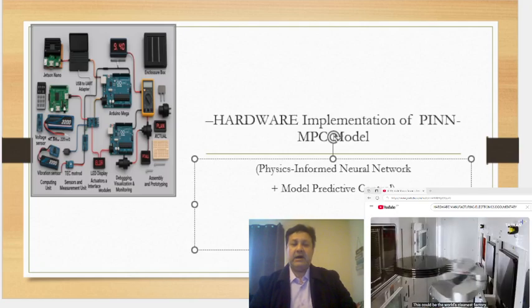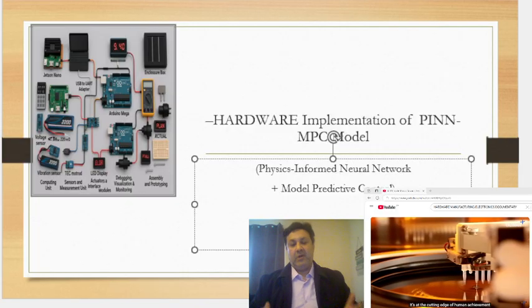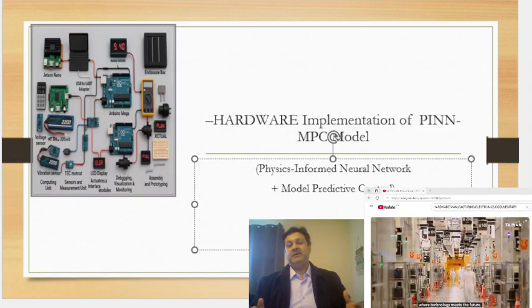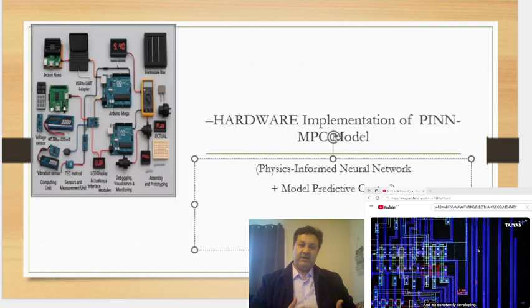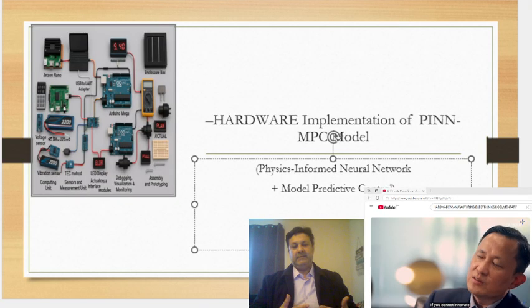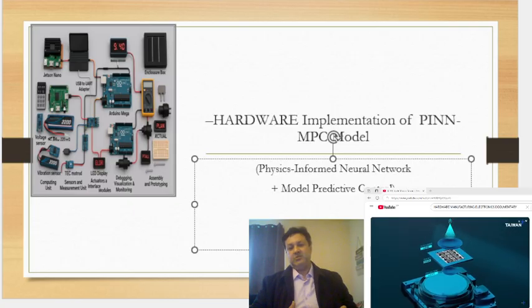Today we'll talk about the hardware implementation of my model that I designed, and then I tried to implement it in hardware. In future, hopefully, if that works well, we will be designing the chip as well, an electronic chip, a system on chip, SoC.